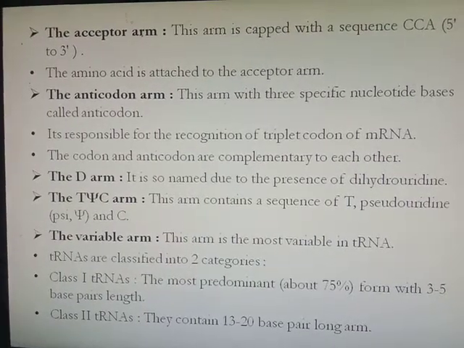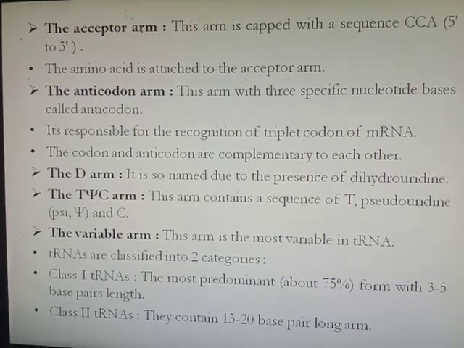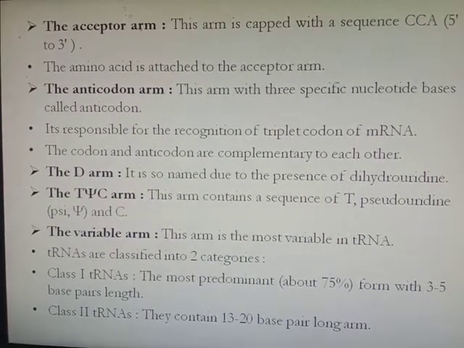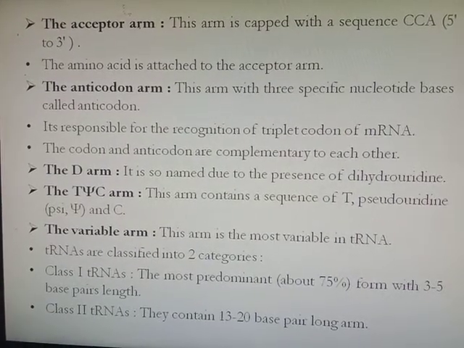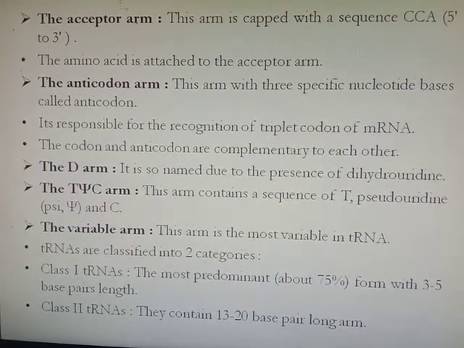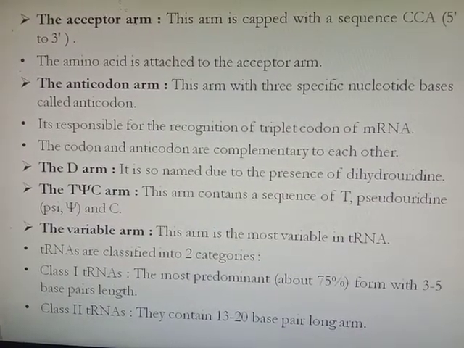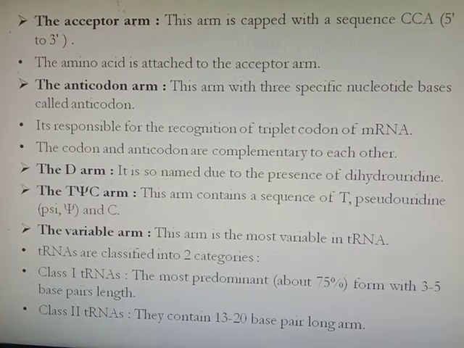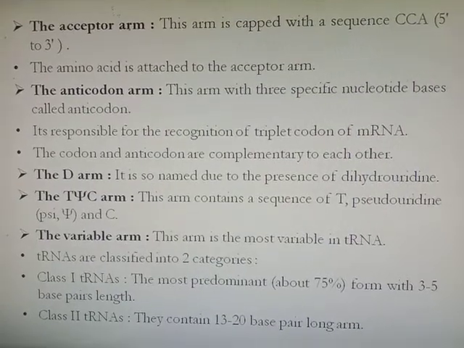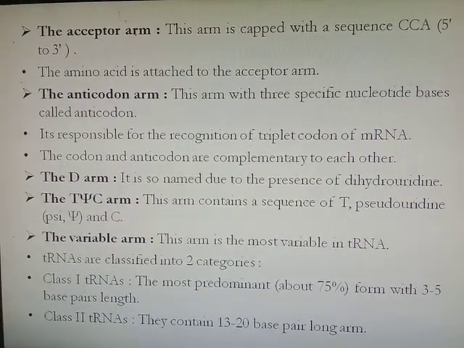Then the variable arm. The variable arm is the most variable in tRNA. On the basis of this variable arm, tRNA is classified into two categories. First is class 1 tRNA, the most predominant, about 75% of tRNA comes under class 1. They contain only 3 to 5 bases in the variable arm. Then class 2 tRNA contain 20 to 30 bases in the variable arm.